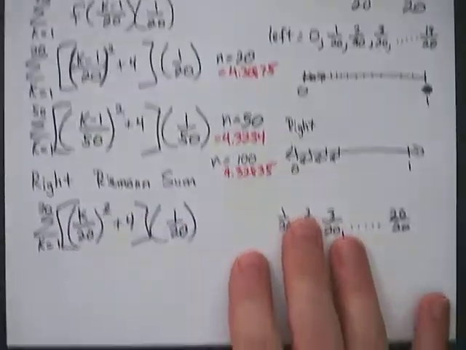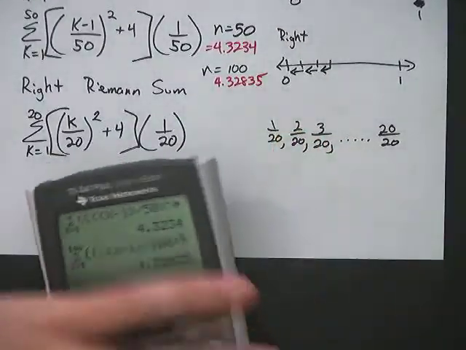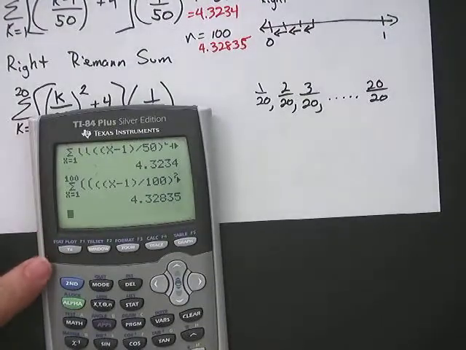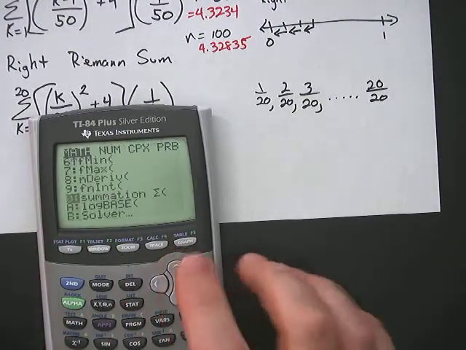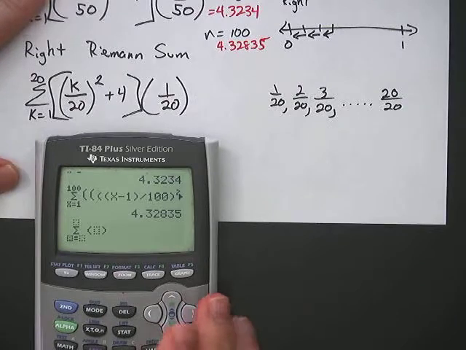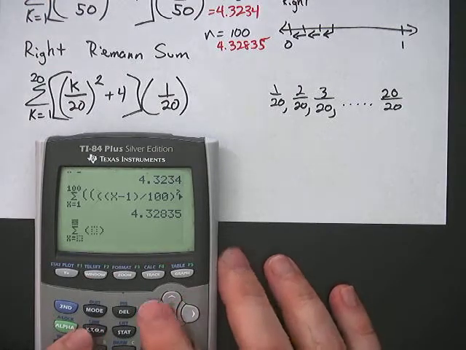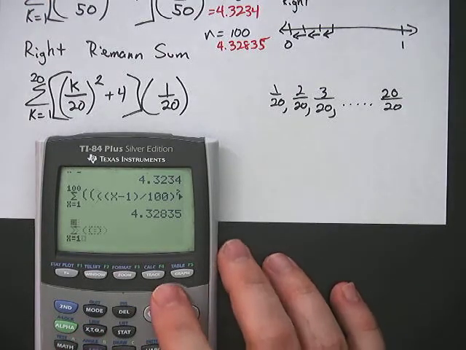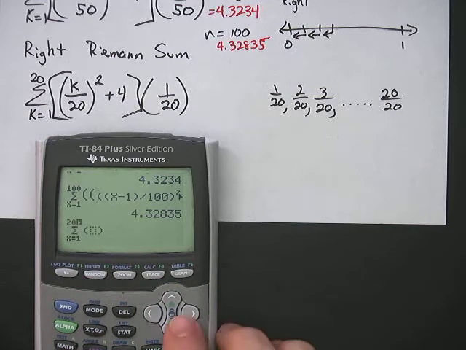Okay, now let's do the right Riemann sum. So it's a slightly different thing, so I'll go through this again. Math, go down to summation. X, 1, 20 on top.